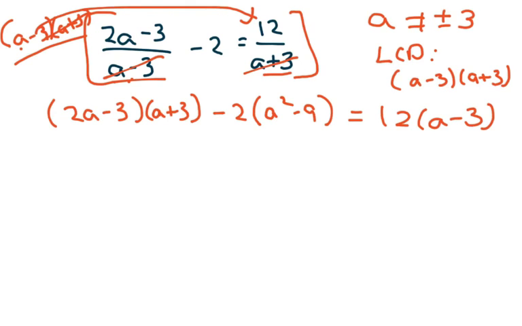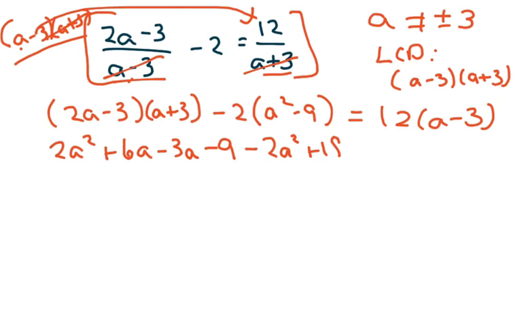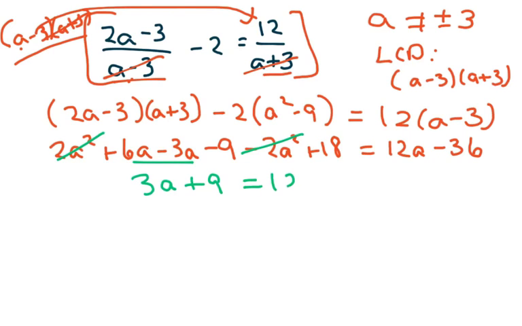Alright, and let's FOIL this out. You get 2A squared plus 6A minus 3A minus 9 minus 2A squared plus 18 equals 12A minus 36. Wow. Well, luckily these squares cancel out. So let me just collect my like terms here. I get 3A plus 9 equals 12A minus 36.